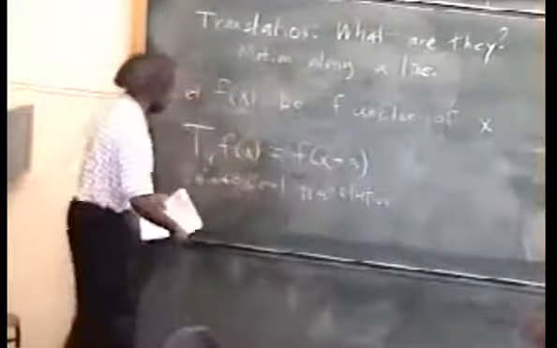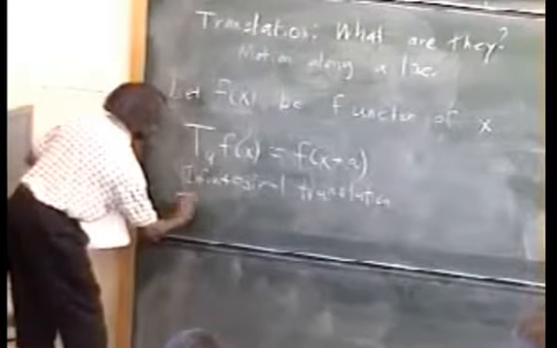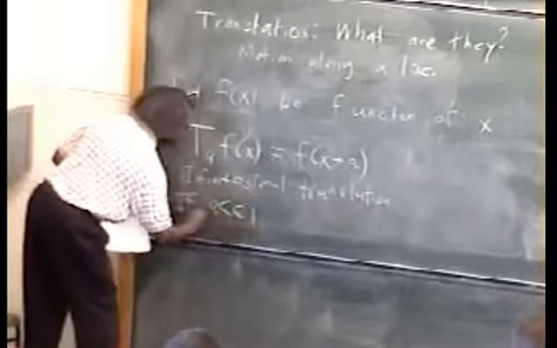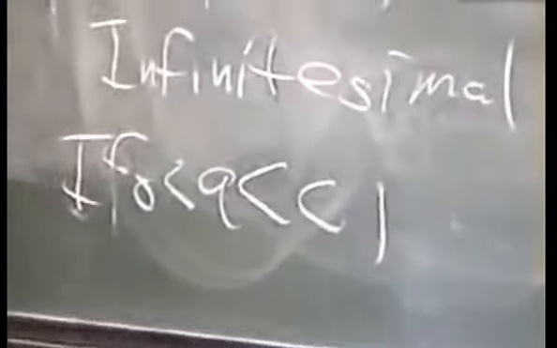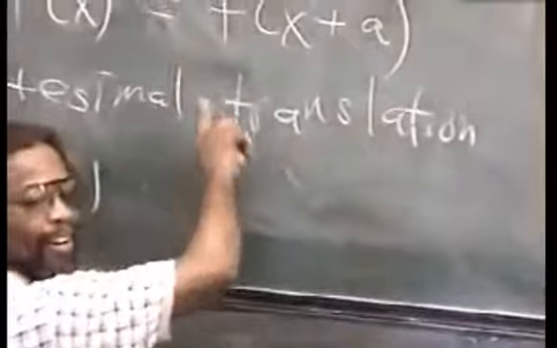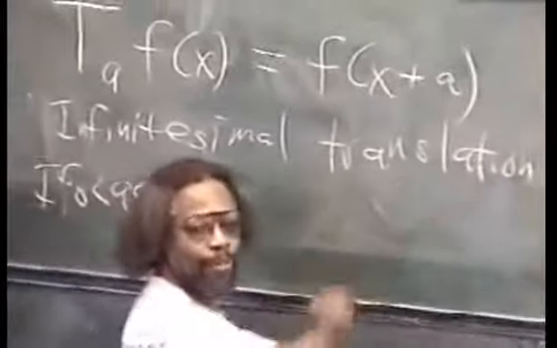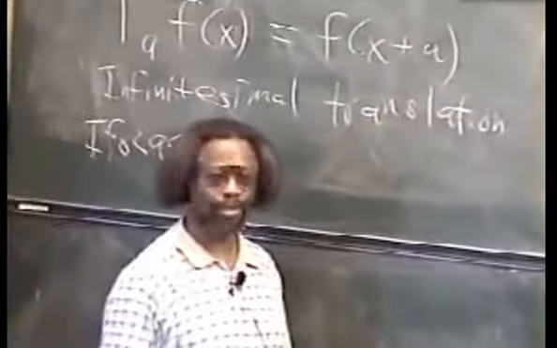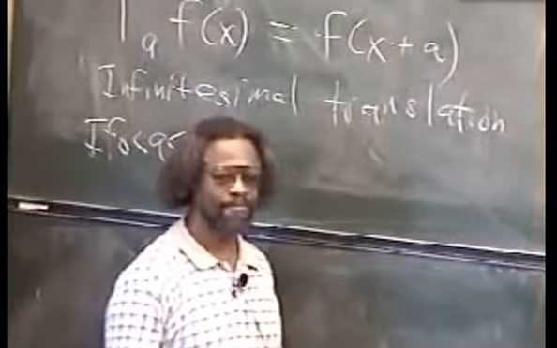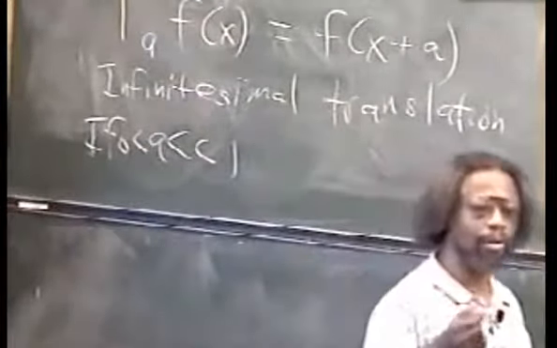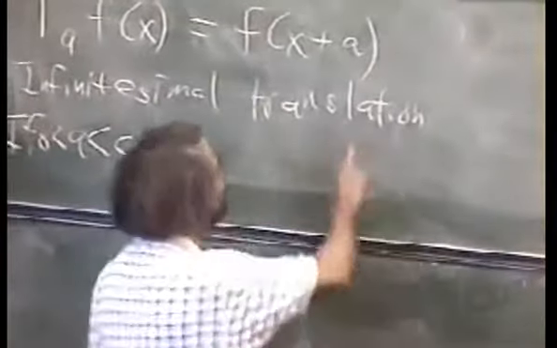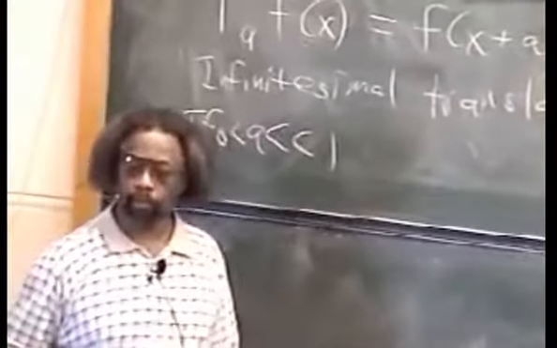Now, if a is very small, but we'll consider it positive for the moment, for simplicity's sake. If a is small but positive, then there's a very famous theorem here that tells us how to evaluate this. What would that be? Taylor's theorem. Taylor's theorem tells you how to write something as an expansion in this parameter.